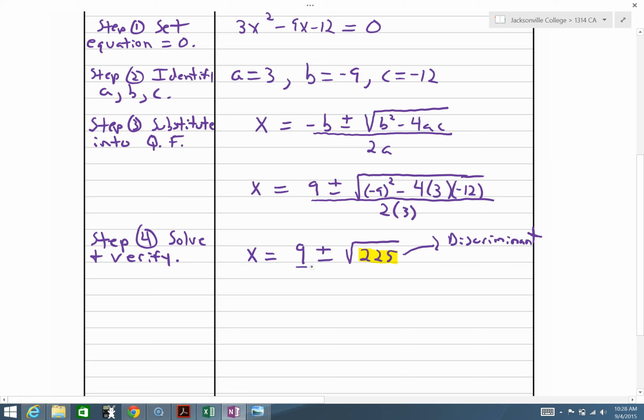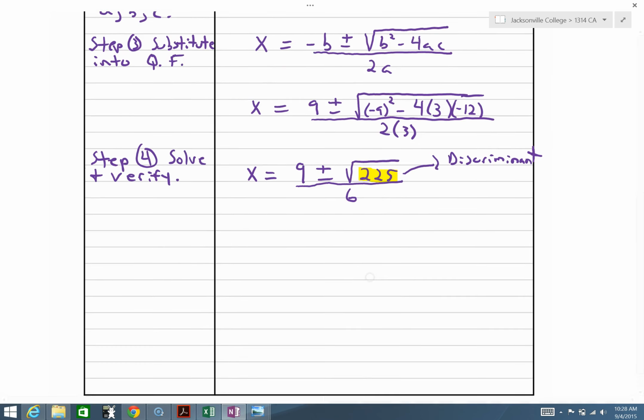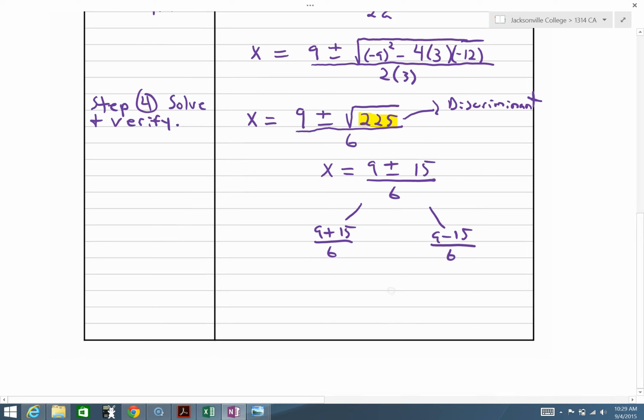All right. This is all divided by 2 times 3, which is 6. Okay. Well, the square root of 225, that's 15. So this becomes x equals 9 plus and minus 15, all divided by 6. So now we're going to go in 2 directions with this. We have 2 different expressions. We have 9 plus 15 over 6 and 9 minus 15 over 6. This is because with our square root we consider both the positive and negative.